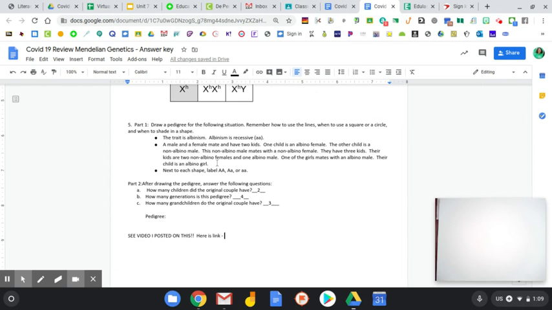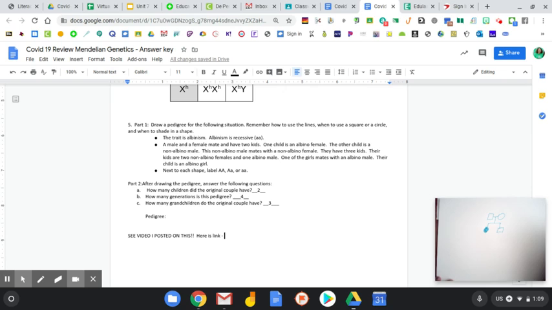It says a male and female mate and have two kids. So I'm just going to start drawing them. There's my male, there's my female. They have two kids, and the line comes off from them. One child is female and she has albinism. Since she has the studied trait, I'm going to just shade her in right away. And then their son is non-albino.